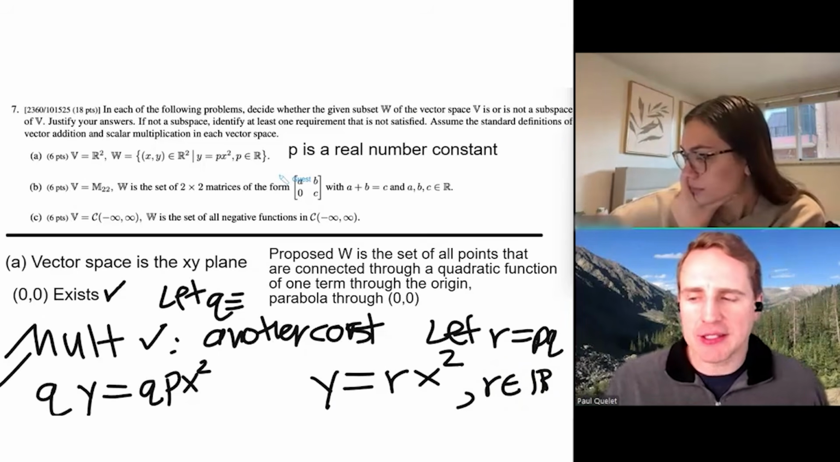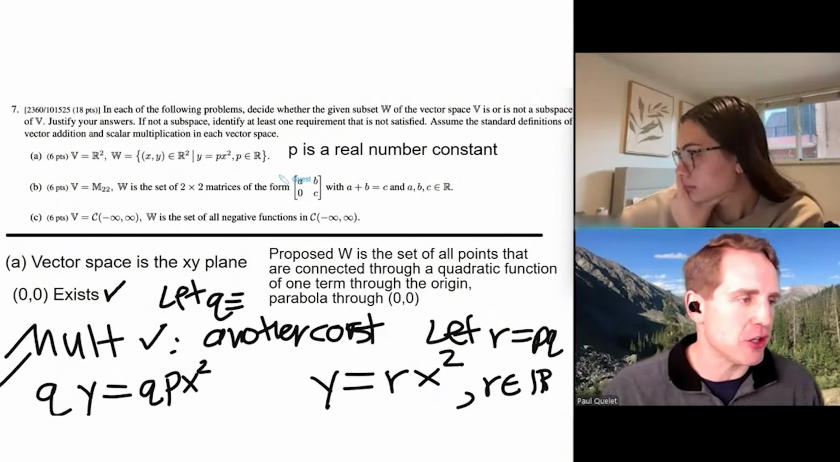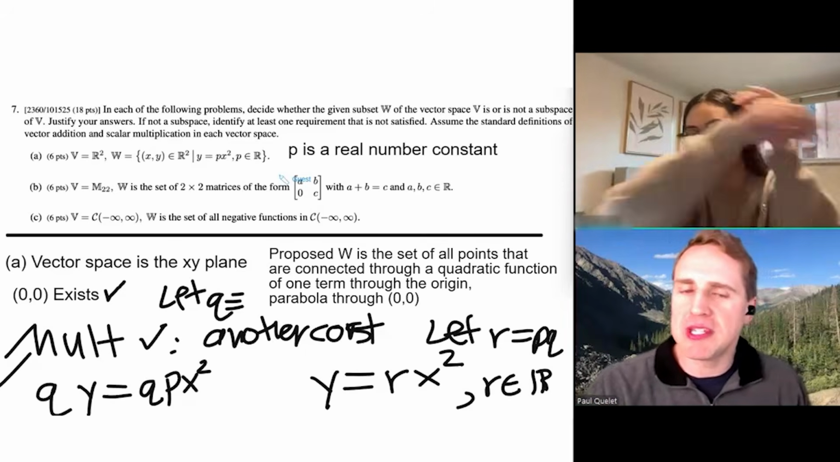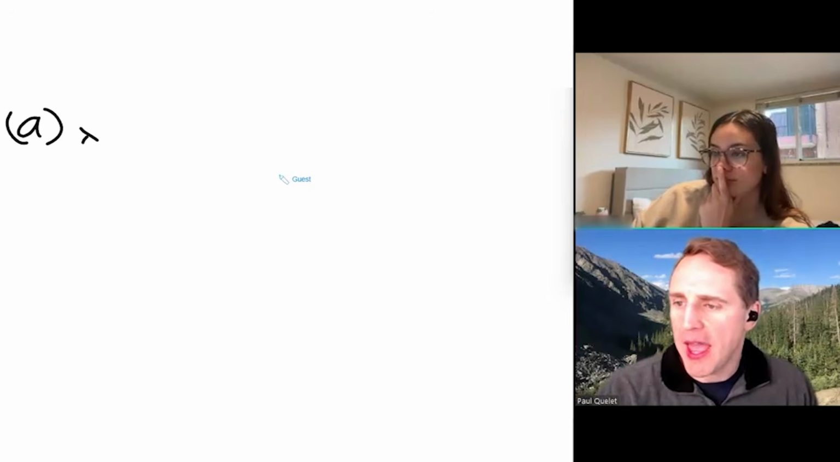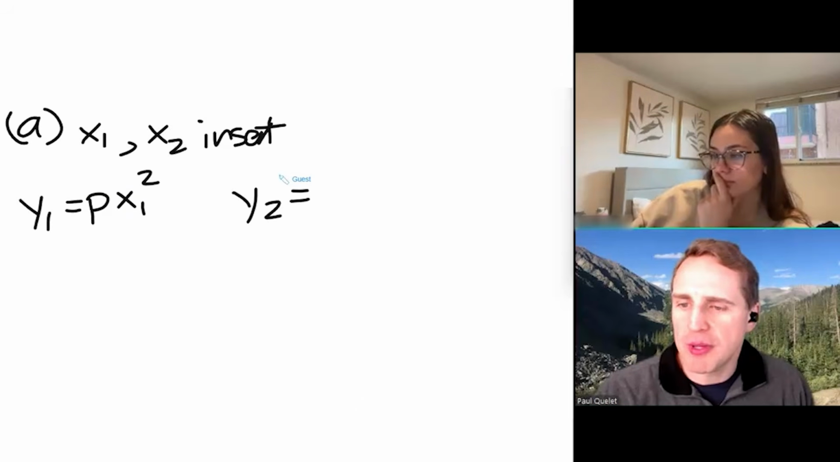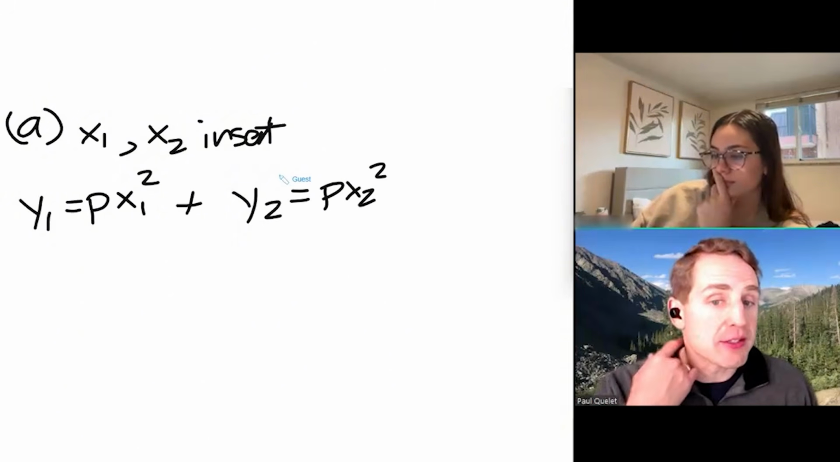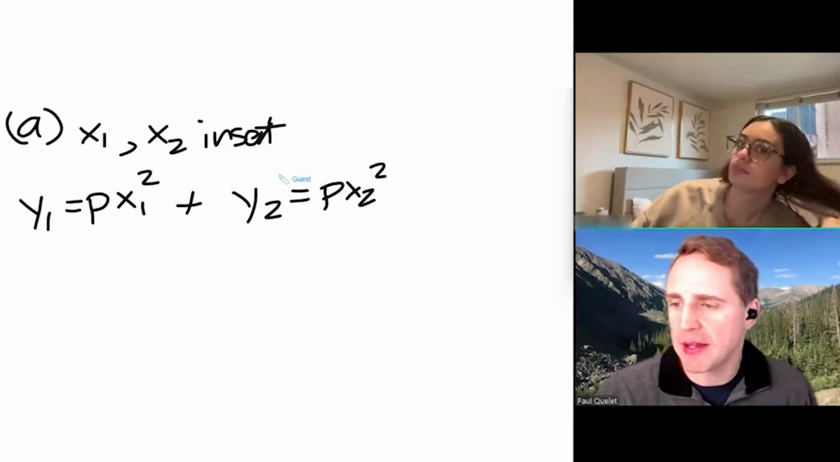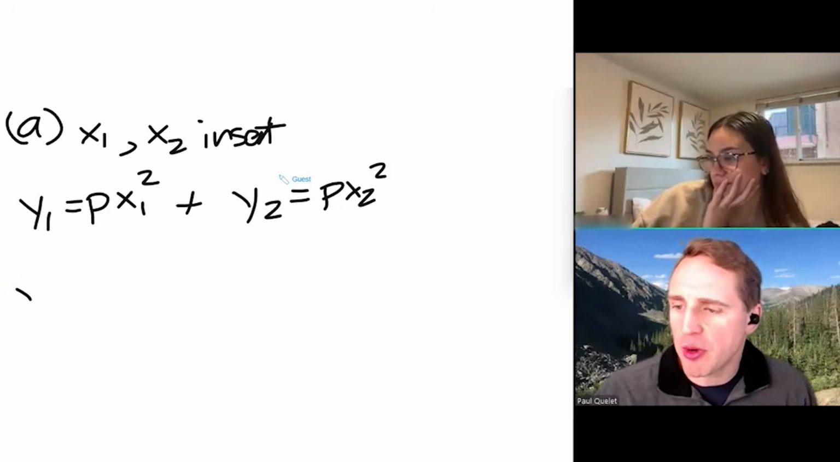But now let's check to see if it's closed under addition. To check if it's closed under addition, what we need to do is choose 2 different x values. Let's go x1, x2, insert. So we're going to go y1 is px1 squared, y2 would be px2 squared. And we're going to try to add these. The thing is, we hope it's still in the space if it is indeed a vector space, thus a subspace. When we add these together, we're going to have y1 plus y2. You can factor out the p.